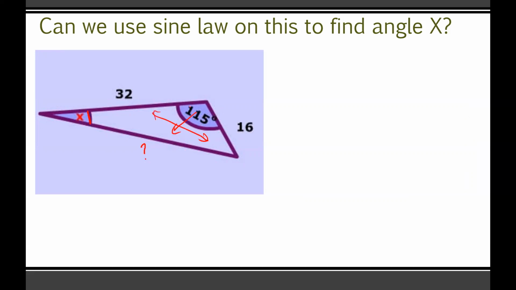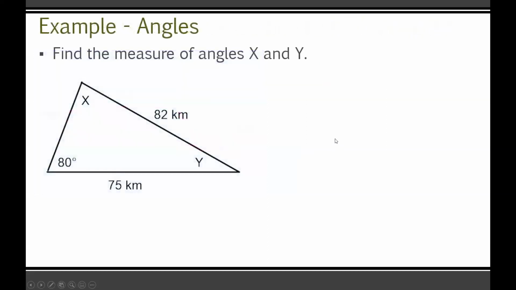So notice, since we cannot form an opposite pair, we cannot use sine law on this one. This is a question that you would not be able to solve using sine law. So we won't worry about triangles that are unsolvable, at least not at the moment. Let's finally get to an example here.